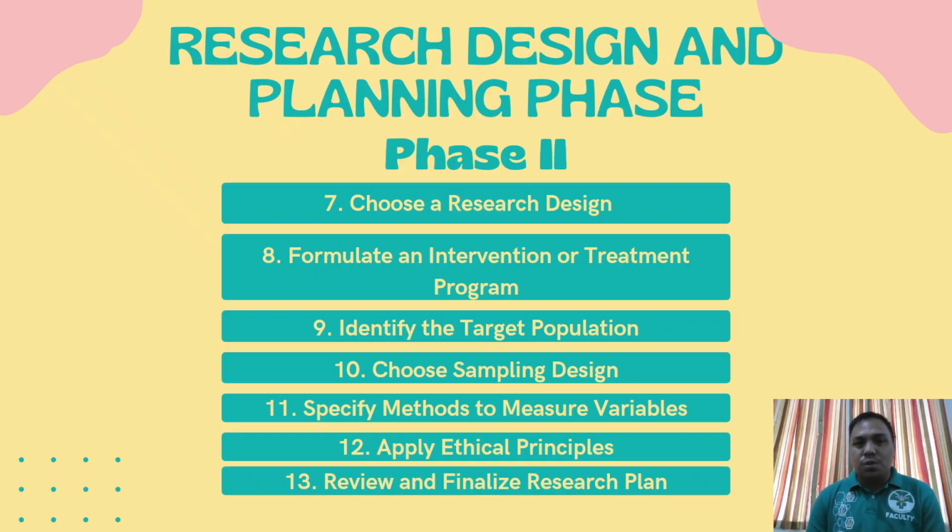The researcher also specifies the methods and instruments for measuring the variables to ensure data accuracy and reliability. At this stage, it is essential to apply ethical principles such as obtaining informed consent and ensuring confidentiality, to protect participants' rights. Finally, the researcher reviews and finalizes the research plan, ensuring that all steps are coherent, feasible, and aligned with the study's goals before proceeding to data collection.